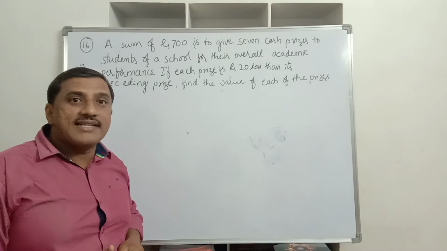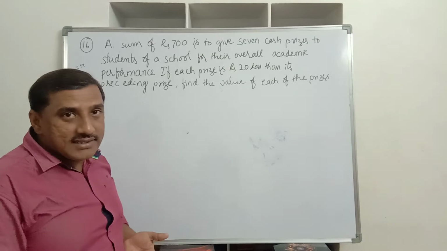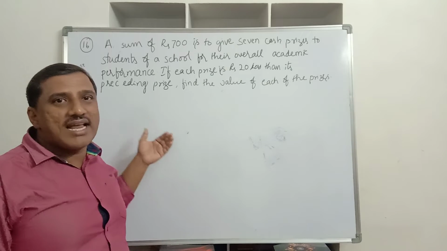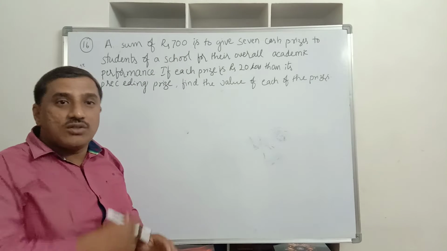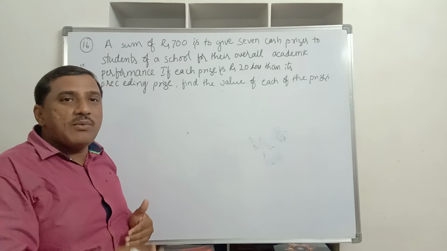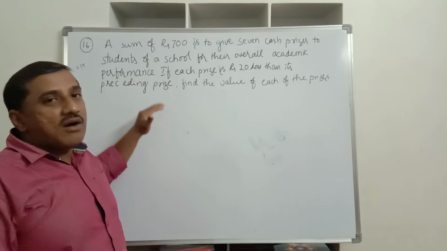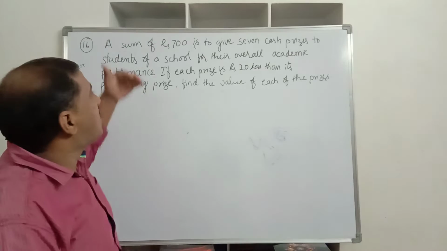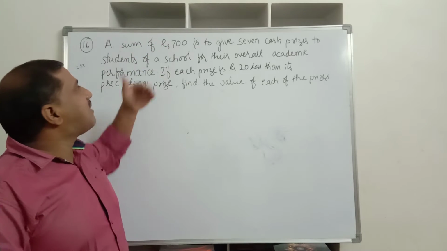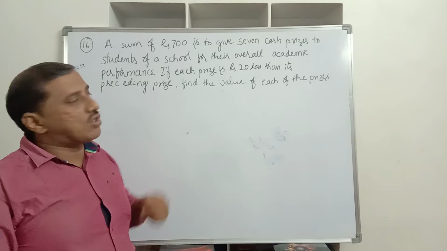Then 7 will represent the number of terms, or number of prizes. In arithmetic progression we take it as the number of terms. And this 700 is the total amount distributed as cash prizes, which is the sum of 7 cash prizes. So the sum of n terms, the sum of the 7 terms, is given in the question.